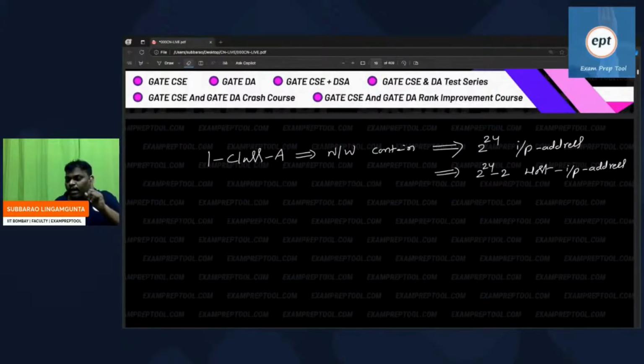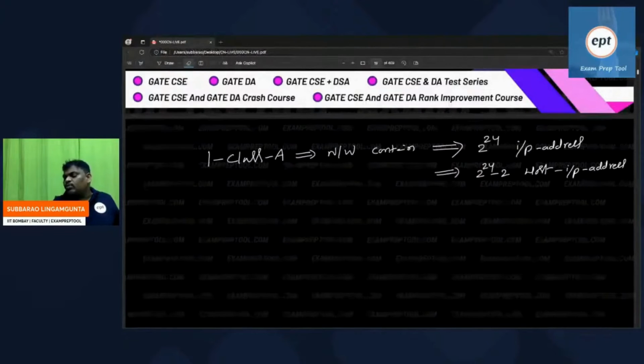I am saying one class A network. Kumar, I am saying to you one class A network. I am not asking about total class A. One class A network contains how many? 2 power 24 IP addresses. Out of them, how many can you use for host? 2 power 24 minus 2. First one you cannot use, last one you cannot use for computer. For a host you cannot give, other things you can use.